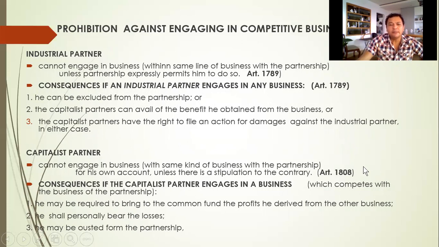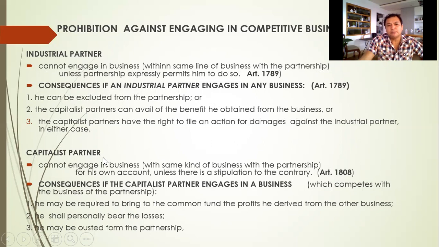It's only relative, no? Because he still can engage in another business, provided it is not in line with or the same kind of business as the partnership, except only if there is a stipulation or agreement which is stated in the articles of partnership.